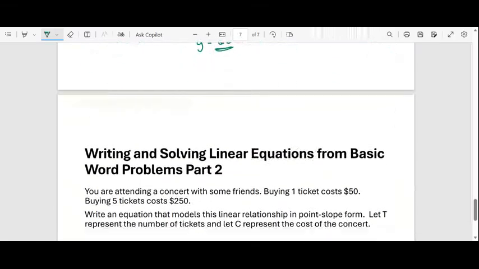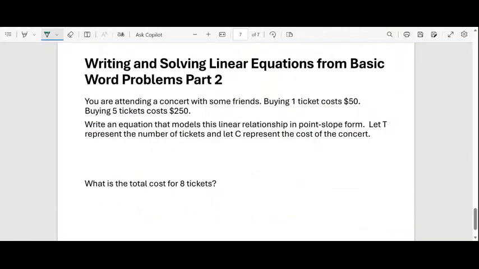All right, last one here. We're attending a concert with some friends. If we buy a single ticket, one singular ticket, it costs $50. And if we buy 5 tickets, it costs $250. Let's make this equation. This time, it's going to be a little bit more challenging because we're not using X and Y. And this is meant to challenge you since I think you got the fundamentals. So T is going to represent the number of tickets. And C is going to represent the cost of the concert.